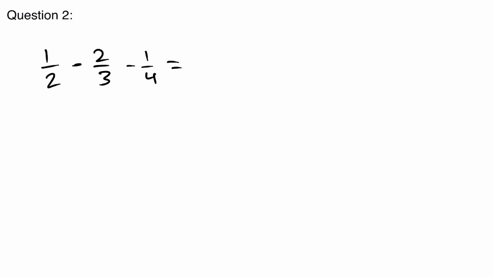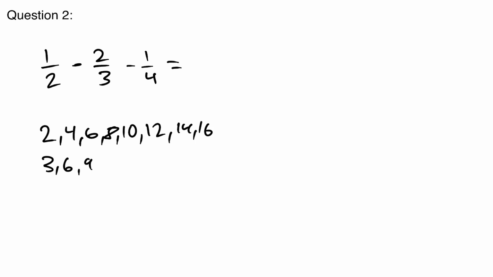If we start with 2, we have 2, 4, 6, 8, 10. Let's do a few more: 12, 14, 16. Now for 3, we have 3, 6, 9, 12, 15, and 18. And for 4, we get 4, 8, 12, 16, and 20. So I can already see a common multiple for each, and that's going to be 12 again. And so now we need to make each denominator 12.